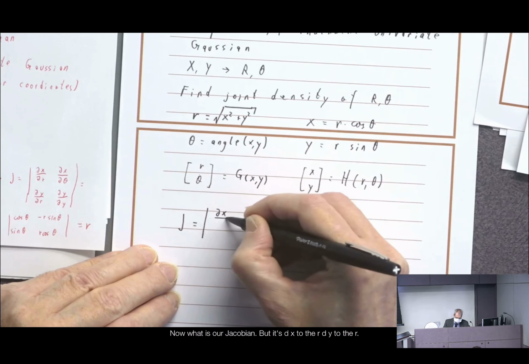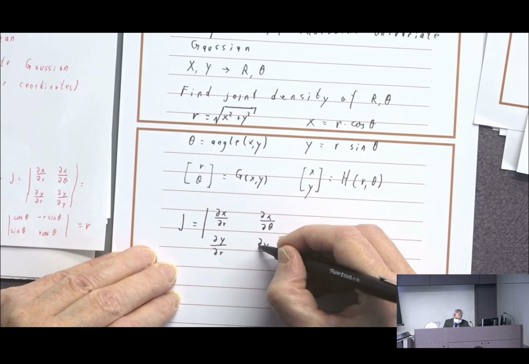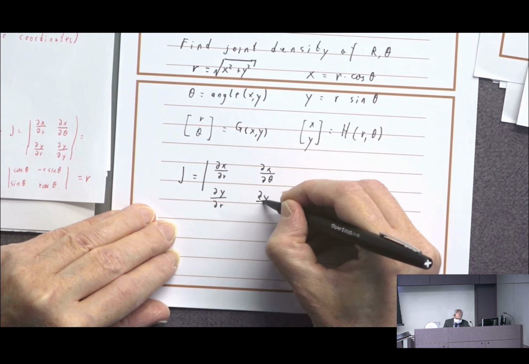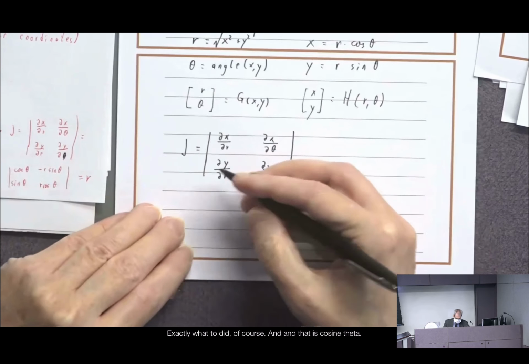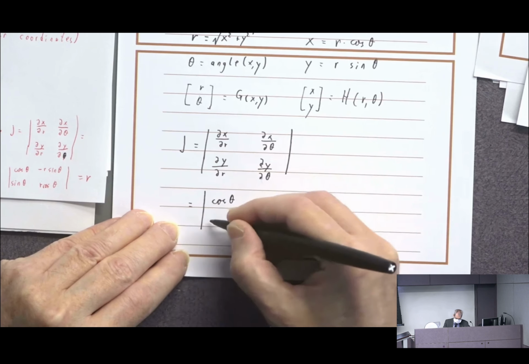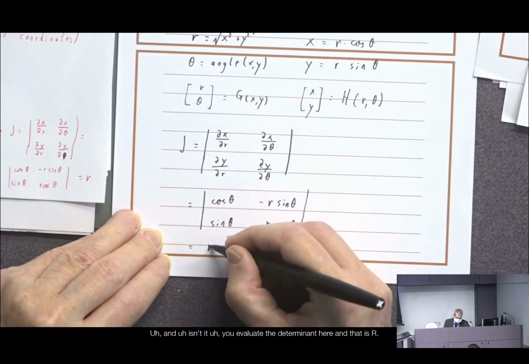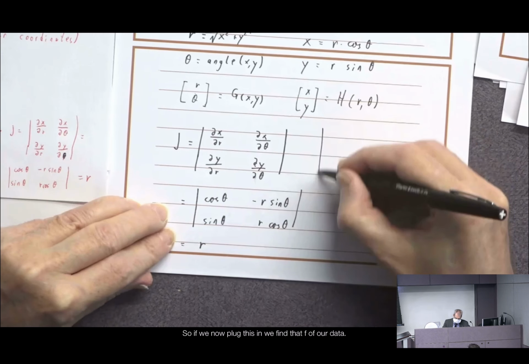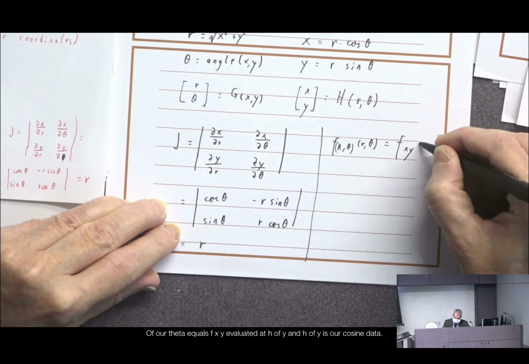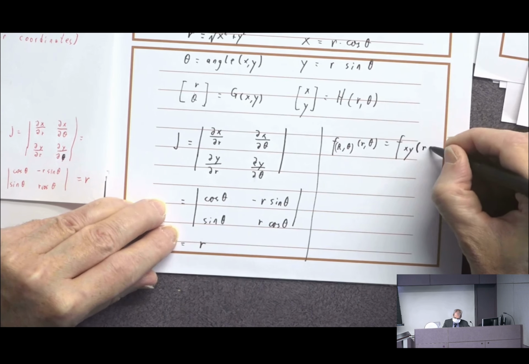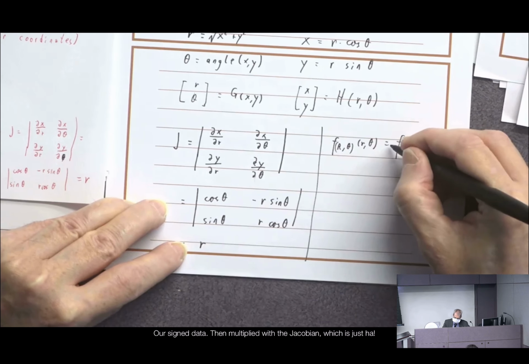Now, we've written here the explicit expressions, so we can very easily compute now what is our Jacobian. Right? It's dx over dr, dy over dr, dx over d theta, and dy over d theta, of course. And that is cosine theta, sine theta, minus r sine theta, and r cosine theta. You evaluate the determinant here, and that is r. So if we now plug this in, we find that f of r theta equals fxy evaluated at h of y, and h of y is r cosine theta, r sine theta, then multiplied with the Jacobian, which is just r.